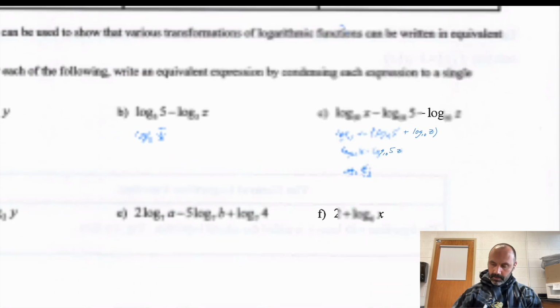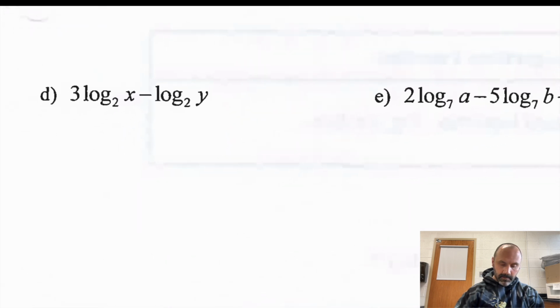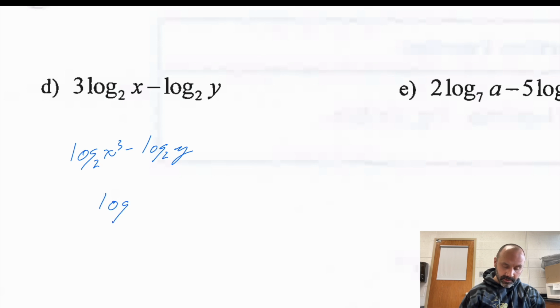Okay, that's nice. So now, again, here I'm going to use the power property. Log base 2 of x to the third minus log base 2 of y. So this becomes, now I use the division rule, log base 2 of x cubed over y.